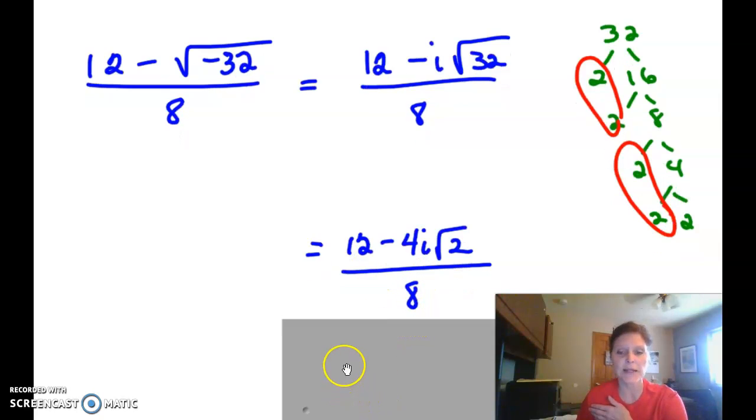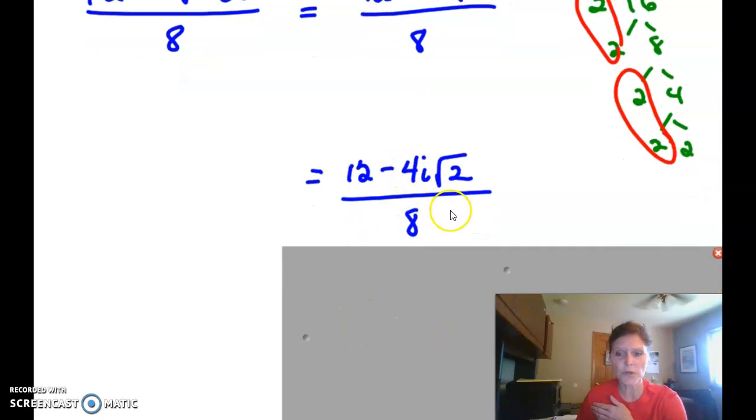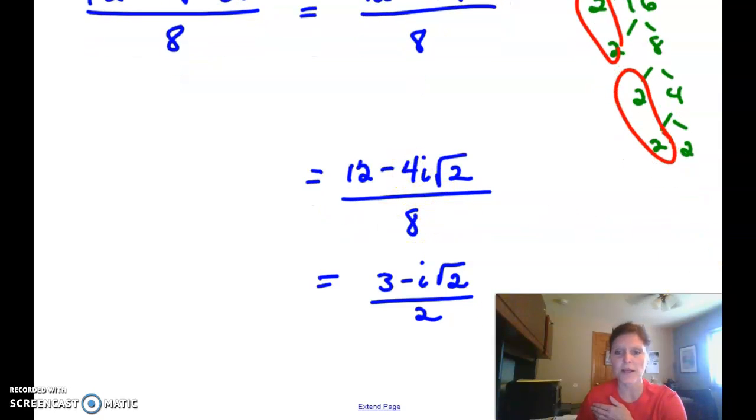So I'm going to go ahead and I'm going to take each one of these things and divide by 4, and I'm going to end up with 3. Well, 12 divided by 4 is 3. 4 cancels and I have just the i outside, and then reduce the 8 by 4 and I have a 2. That would be my final answer.